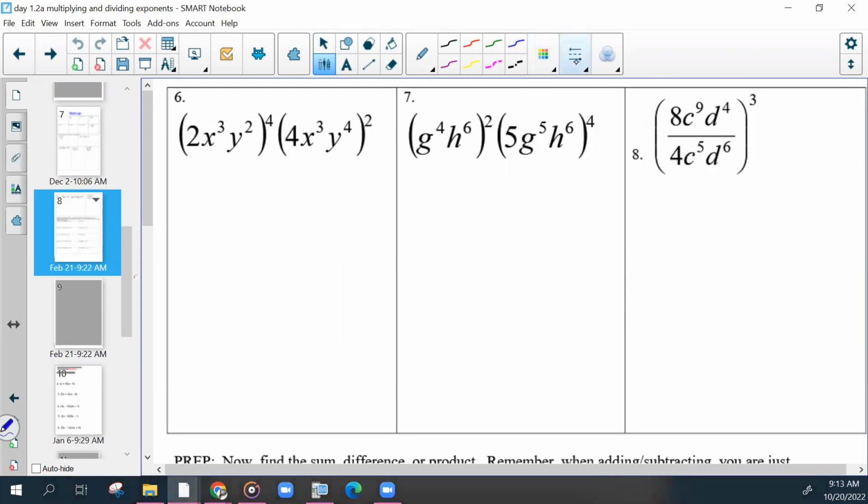So this is kind of similar to what we were just doing in the quick check. Look on the inside first. Do we have like bases? What do we think? Do we have like bases? Yes, the C and the D, and we have numbers we can divide. So actually divide 8 and 4. Subtract your exponents.